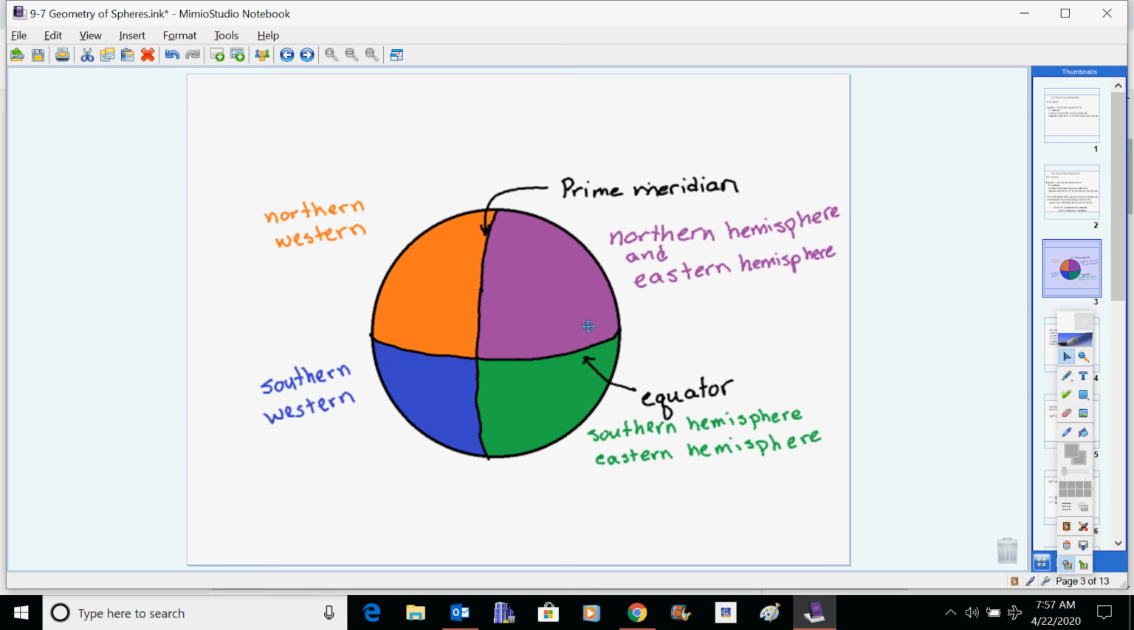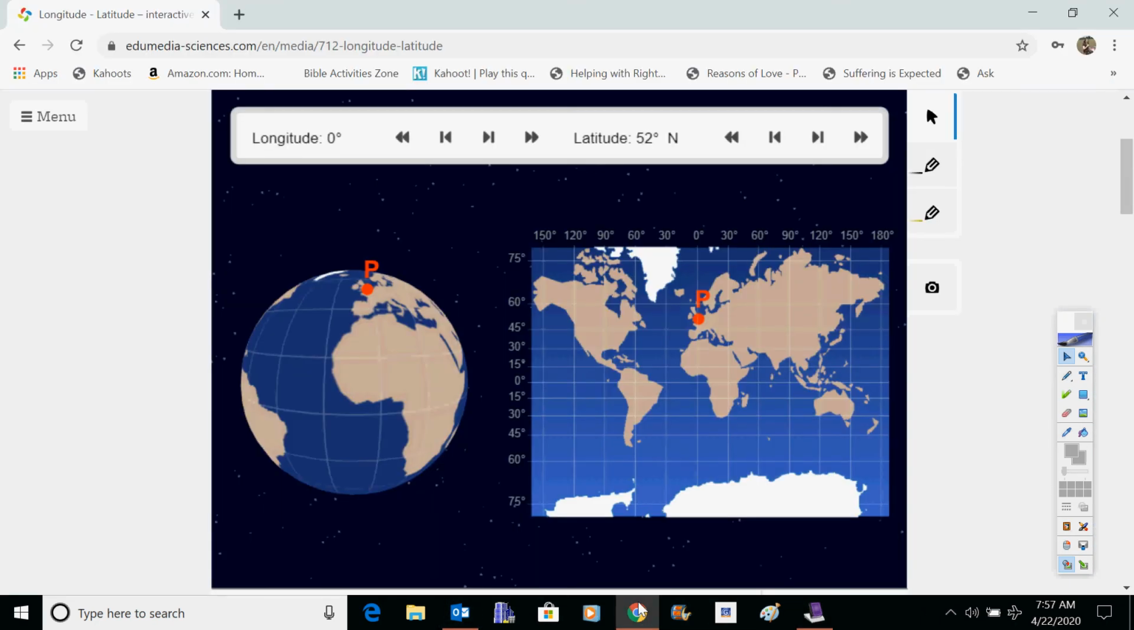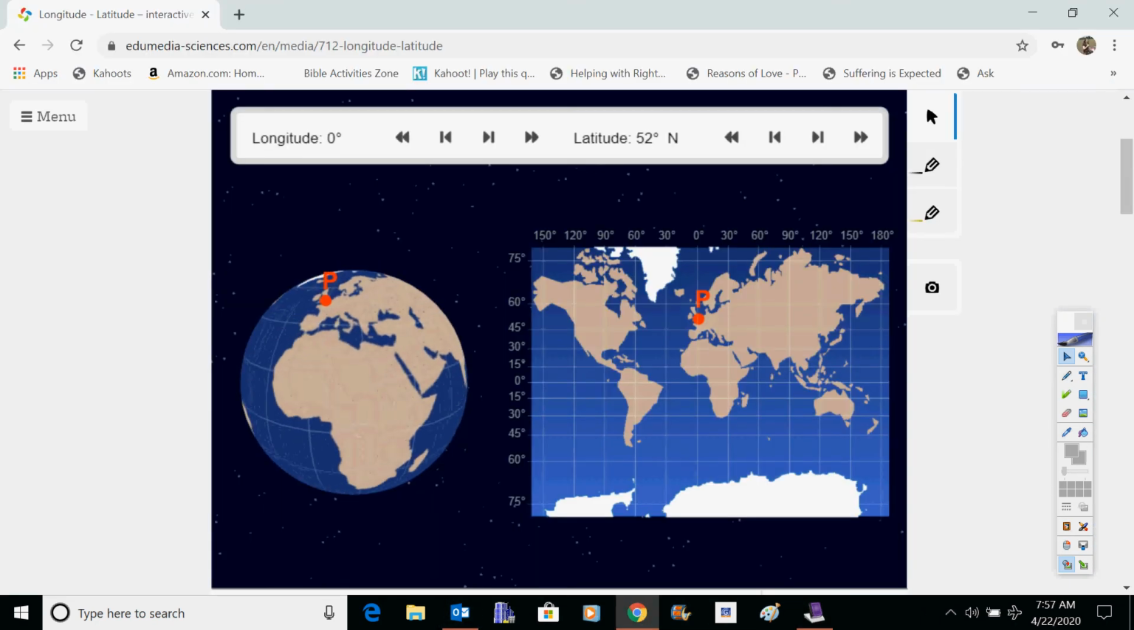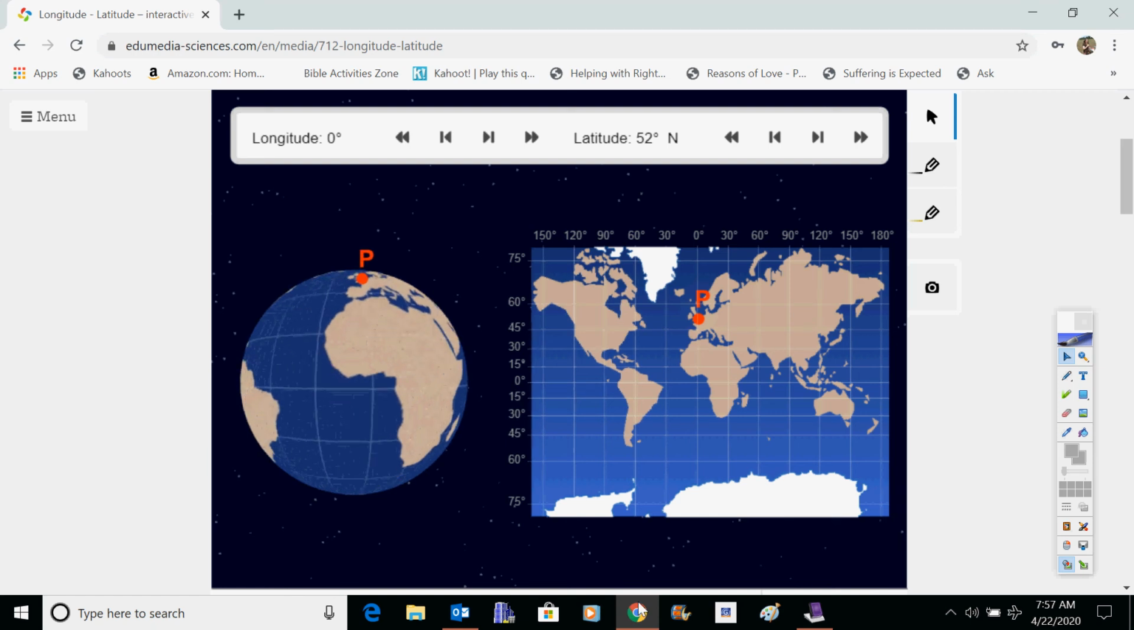So the Earth, when it's being discussed in any kind of framework, is divided up into 4 sections: the northeast, the northwest, the southeast, and the southwest. All of the countries that are north of the equator are in the northern hemisphere, and it divides it up like that. So that's an interesting thing to think about.